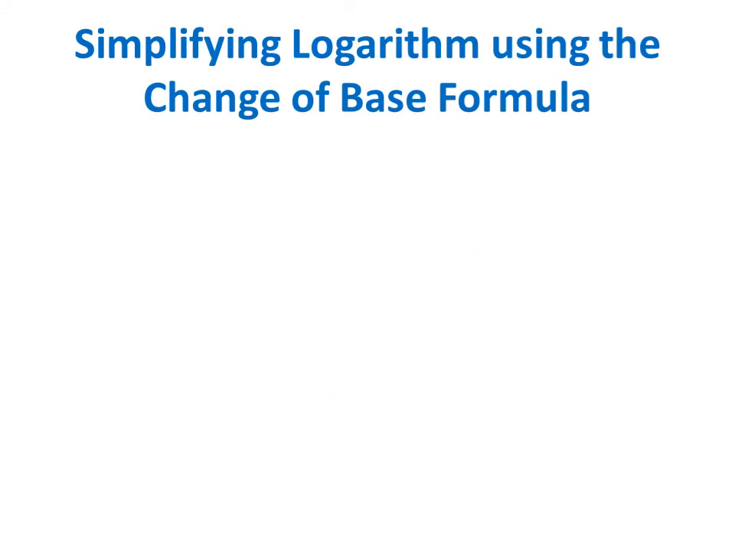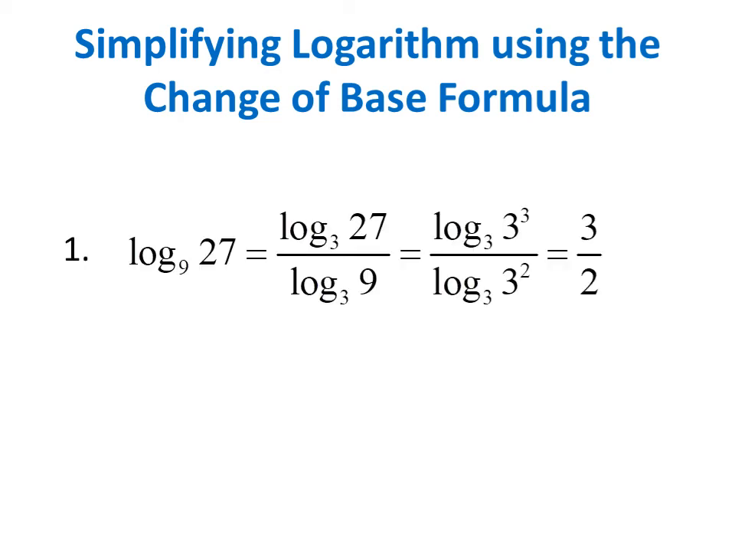Now let's simplify some logarithmic expressions using the change of base formula. First, let's say we have log to the base 9 of 27. First question, can we get 27 using the base 9? Let's see. 9 times 9 is already 81, so no. Therefore we have to change the base 9. Now the question is, to what base should we change the base 9? Let's consider the argument 27 and the base 9. What is the common base of the two numbers? That would be 3, right?